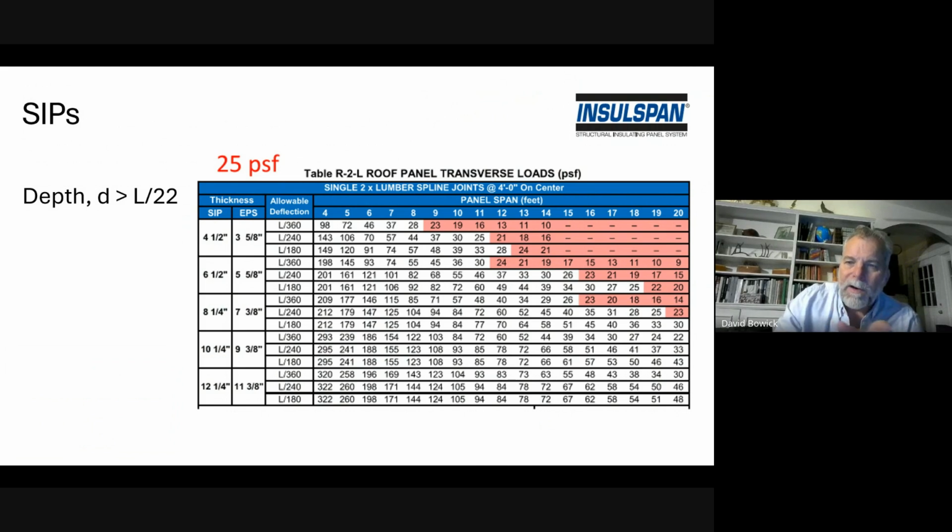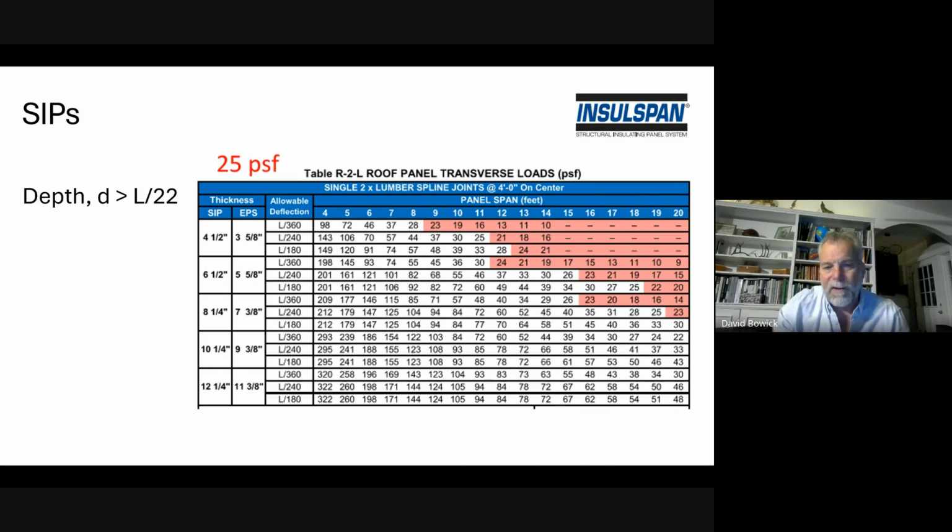What we do is we figure out what our span is and what our load is. We go to the panel span column, and then we slide down until we find a load that exceeds our loads. So this is the table that describes the allowable load based on various spans. So you know your span, and you scroll down the column until you hit your load or hit a load that exceeds your load, and then you move left, and that tells you what your overall thickness of your SIP needs to be.